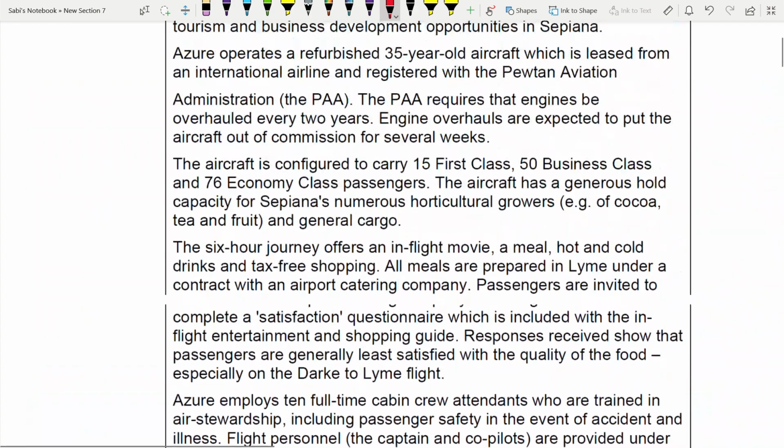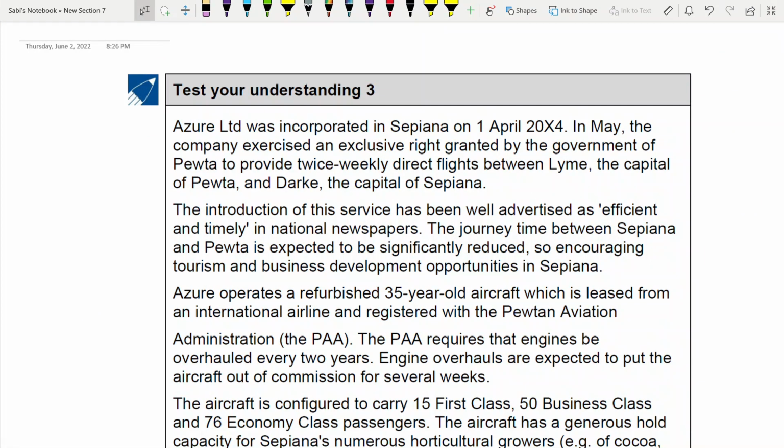So just read. In the first para, what they say is that Azul Limited was incorporated in Sapenia. And they have an exclusive right granted by the government to provide twice weekly direct flights between Laimi and Daki. So the important point for us is that they are providing 2 weekly direct flights, which is quite few if you think in terms of capacity.